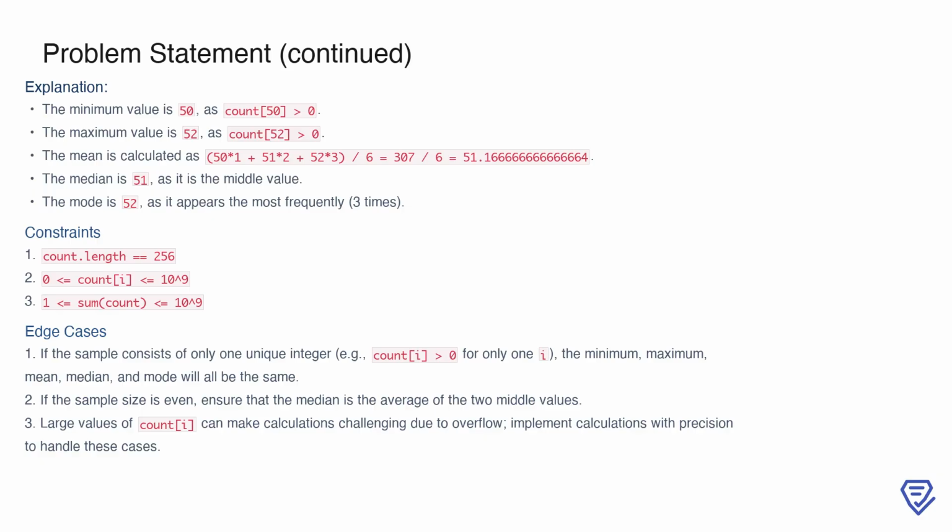To solve this problem effectively, it's important to consider the constraints. For instance, the input array is always of size 256, and all frequency values are non-negative, with their sum being at least 1 and at most 10 to the power of 9. You'll also need to handle edge cases, such as when the sample contains only one unique integer or when precision is required for large frequencies. Implementing the solution efficiently while accounting for these scenarios is key to solving this problem correctly.